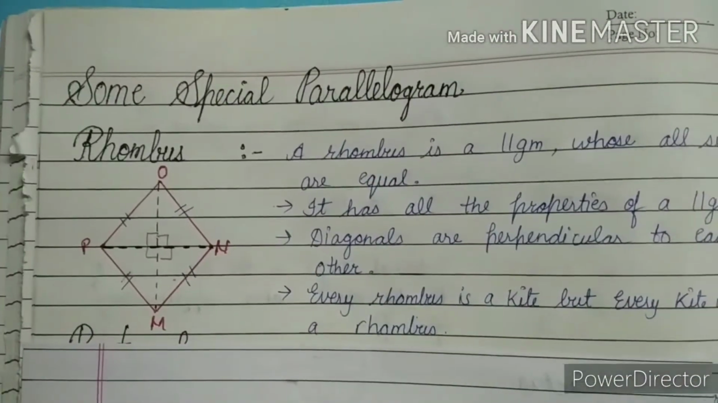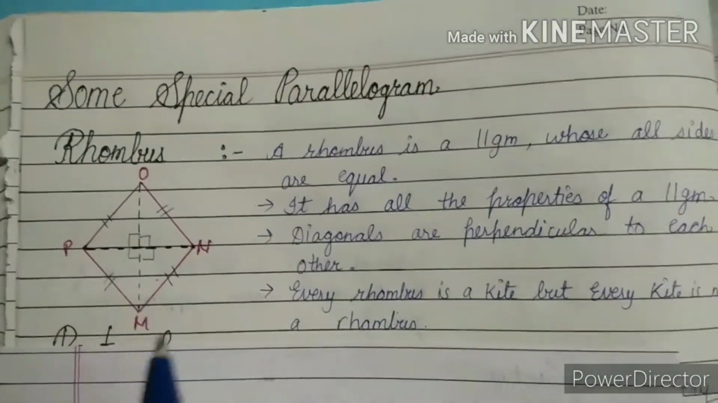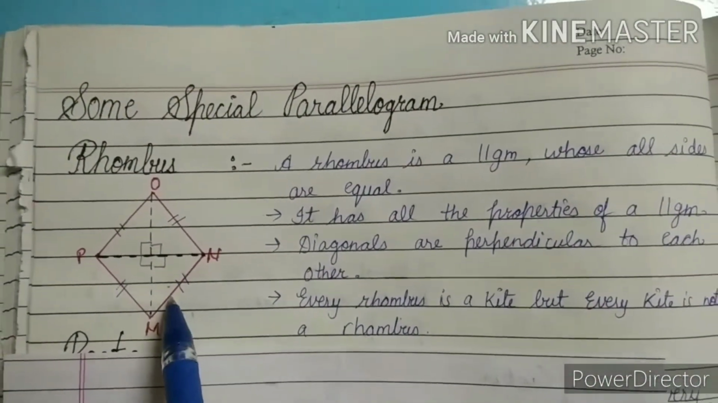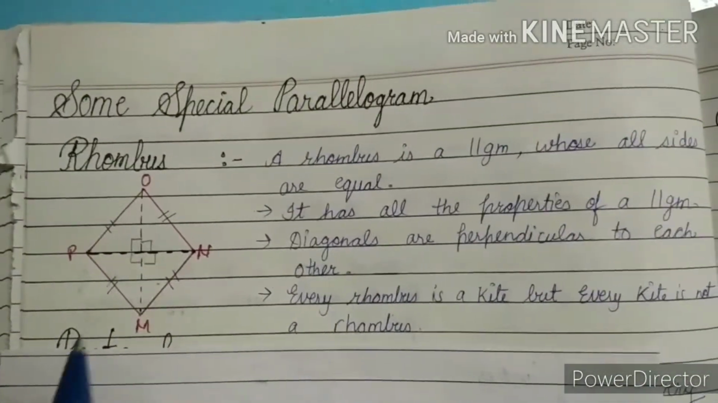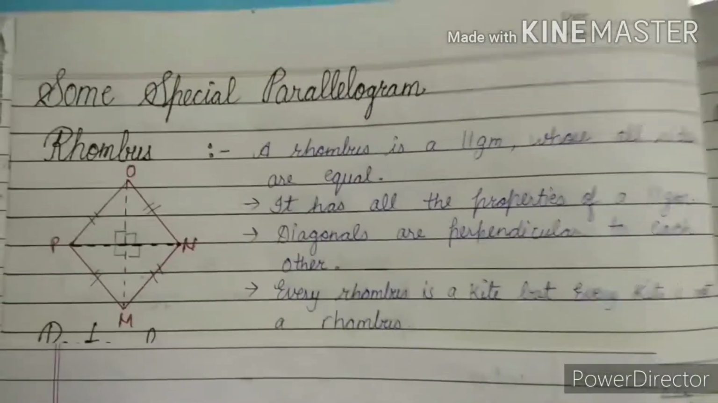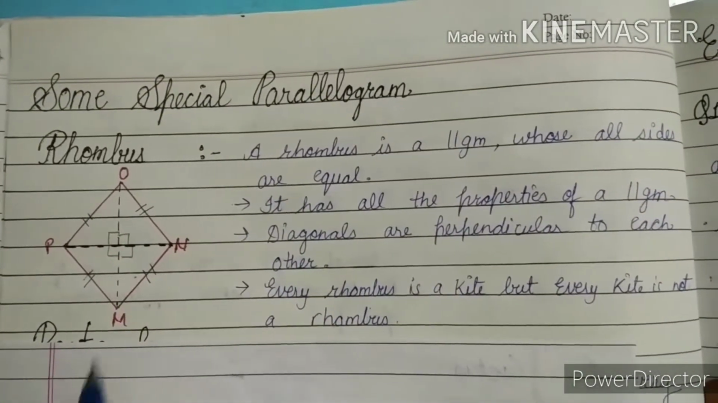And the last thing is, every rhombus is a kite, but every kite is not a rhombus.